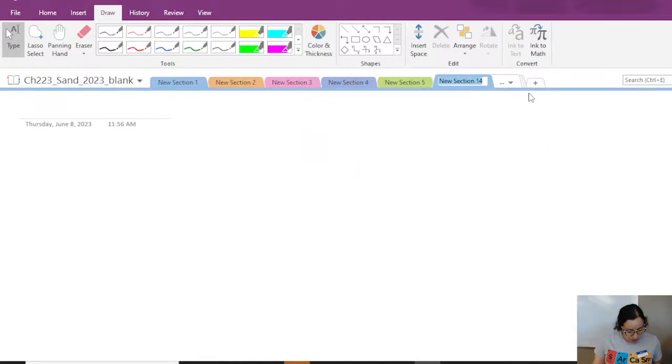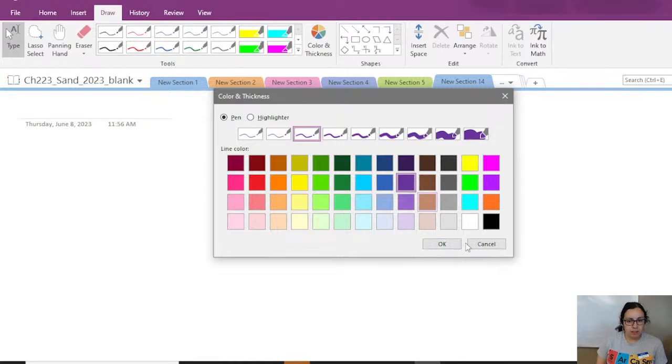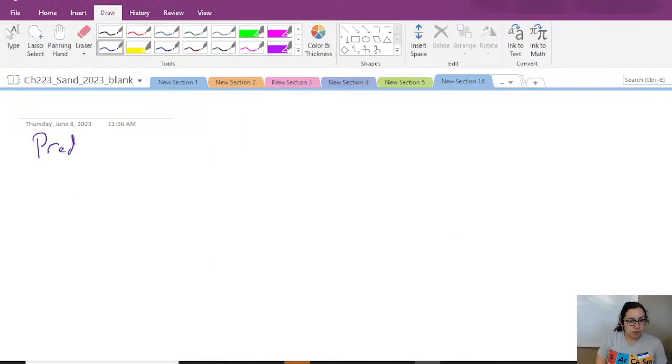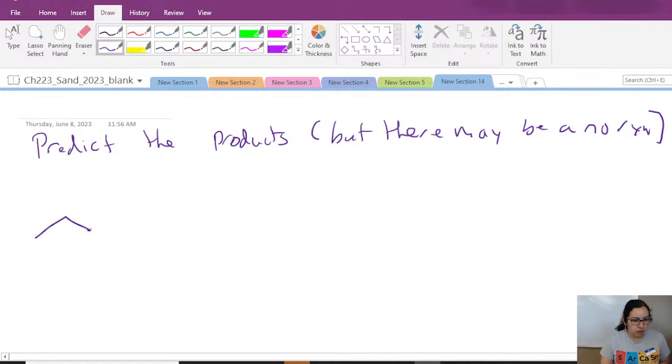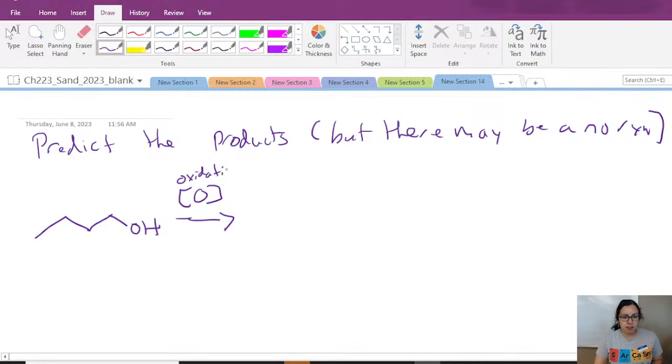All right, let's do some more review. So I'll put predict the products. But there may be a no reaction. And so I'll put 2 scenarios. You can figure it out. 1, 2, 3, 4. And this symbol just means oxidation. And then predict the product. And then predict the product after a second oxidation.